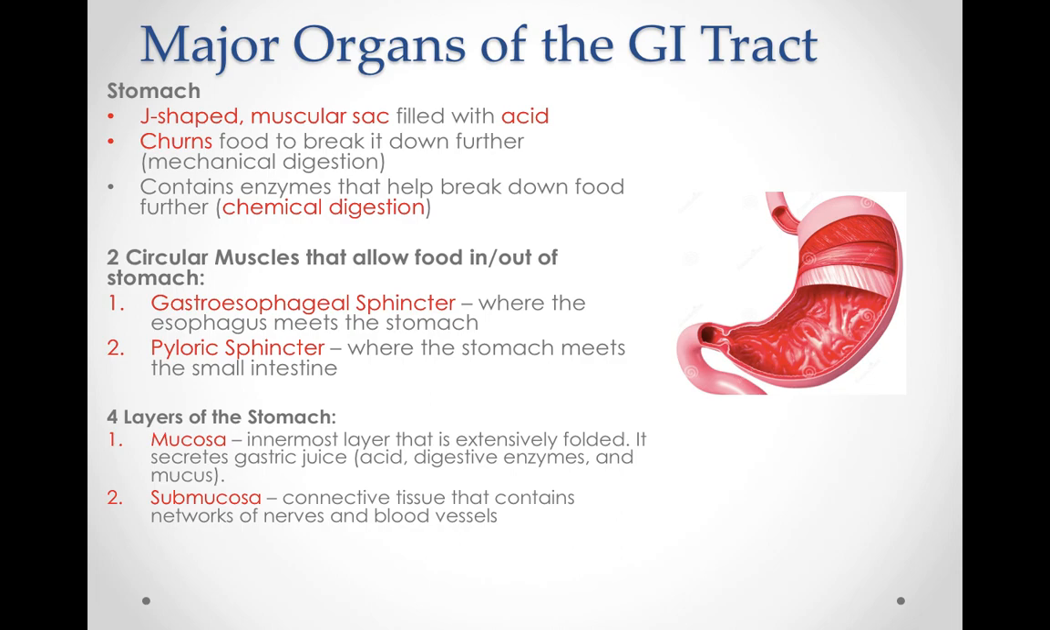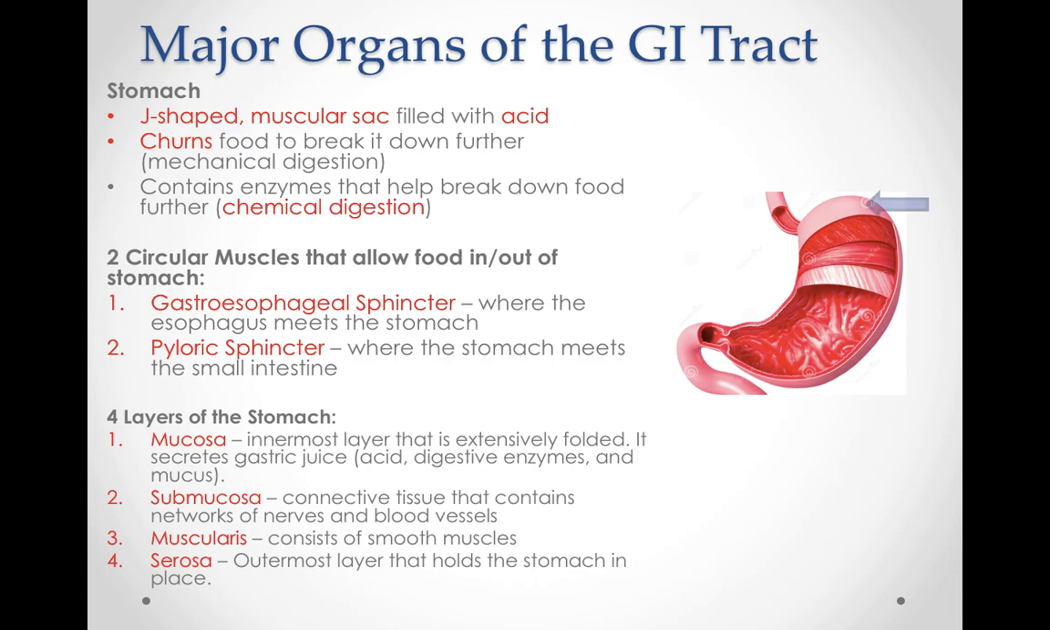The next layer is the submucosa. That's the connective tissue layer where all the networks of nerves and blood vessels are. The next one out is the muscularis. Muscularis sounds like muscles, and that's exactly what it is. It consists of smooth muscles. You can see in this image that there are three different kinds of muscles in this layer, but we won't worry about that. You just need to know that there are smooth muscles in this layer. And then last but not least, the serosa layer, which is the outermost layer that holds the stomach in place.